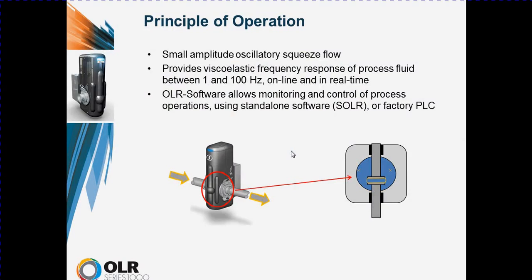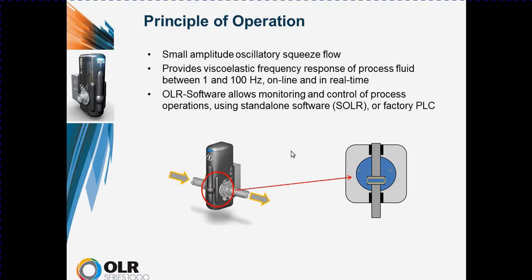The principle of operation of the OLR is small amplitude oscillatory squeeze flow. This is demonstrated in the cartoon at the bottom right of the slide. The internal measurement cavity of the OLR consists of two flat parallel plates. One plate moves close to the other plate, trapping a sample of liquid that had been flowing through the pipe between the plates. One plate then oscillates through a small amplitude, squeezing the material trapped between the plates. And so we have small amplitude oscillatory squeeze flow.